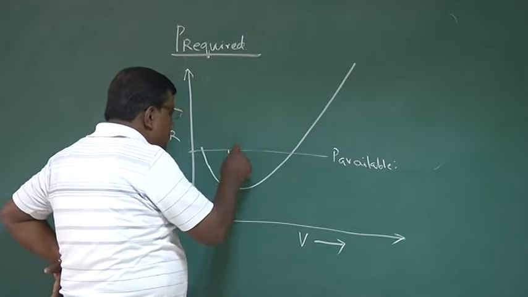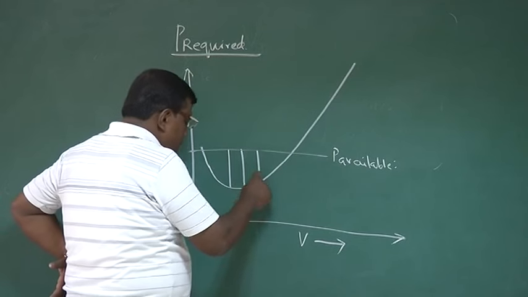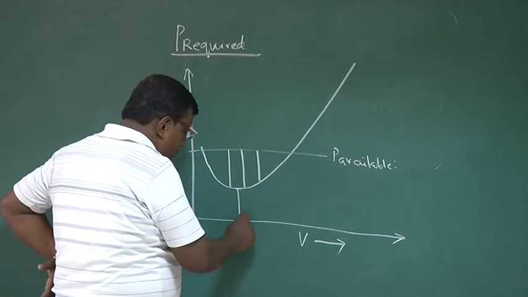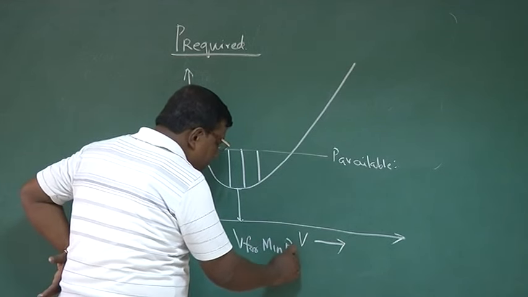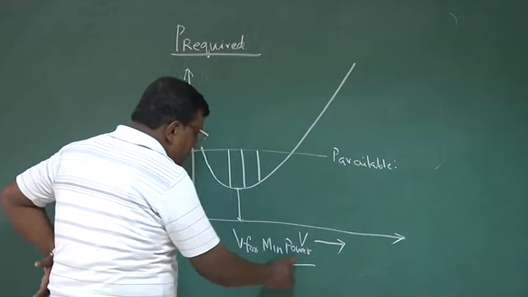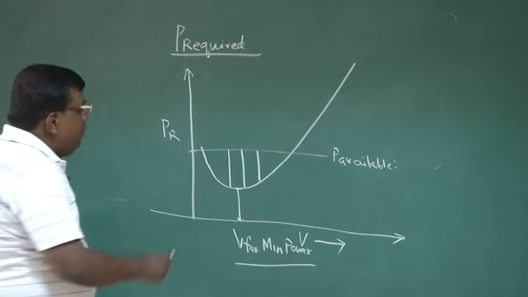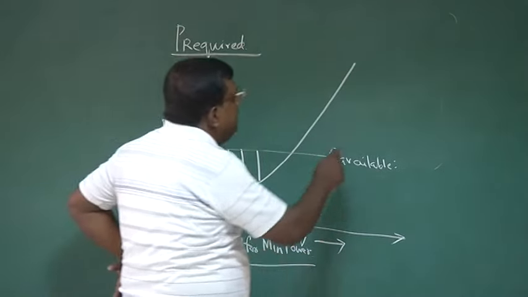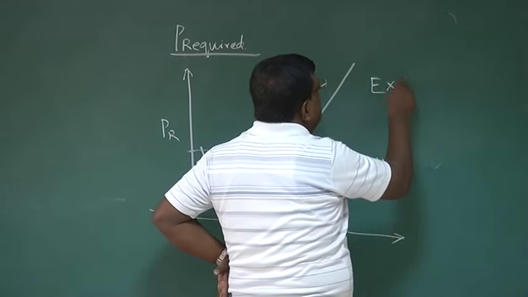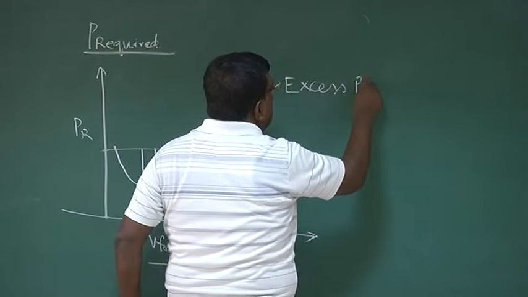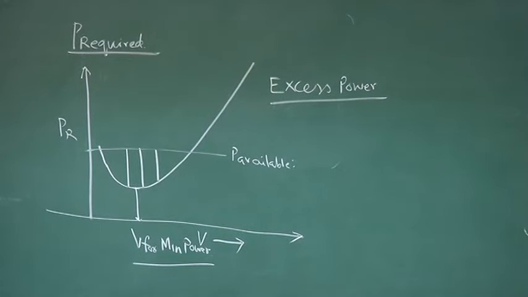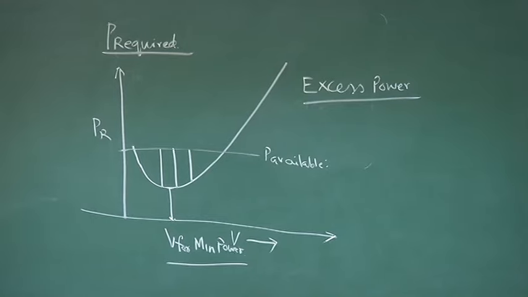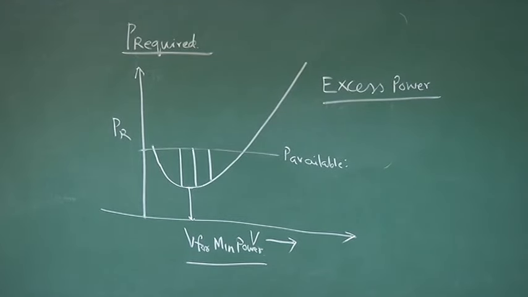Here this gap. We know by now that this is the V for minimum power, right? But what are these lines? This gap is, as I was mentioning, the excess power. And let us see how we can utilize this excess power in adding value to the performance of an airplane, right?